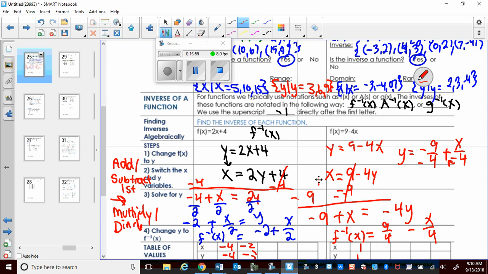Okay? So for graphs of inverse relations, moving on.